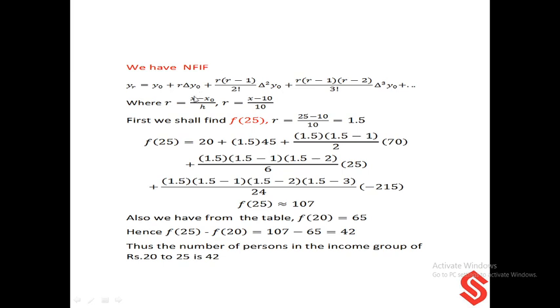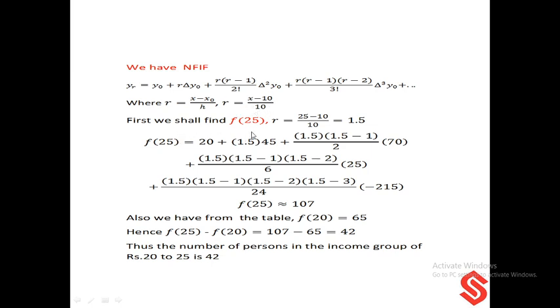So we have Newton's forward interpolation formula. y r is equal to y naught plus r delta y naught plus r into r minus 1 by 2 factorial delta square y naught plus r into r minus 1 into r minus 2 by 3 factorial delta cube y naught plus etc., where r is x minus x naught by h. So here r is equal to x minus 10 by 10.